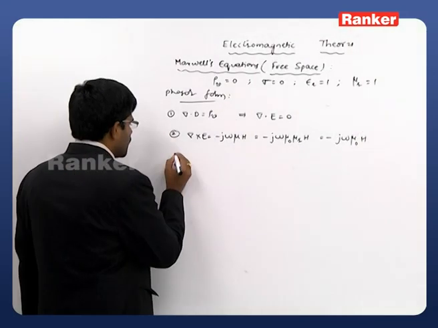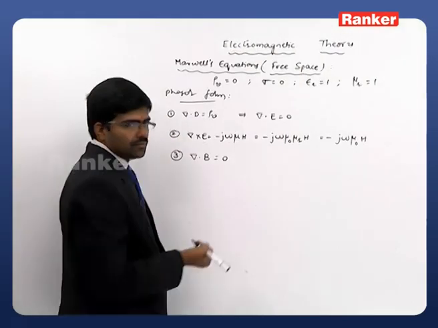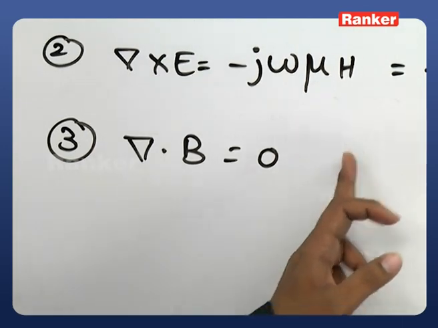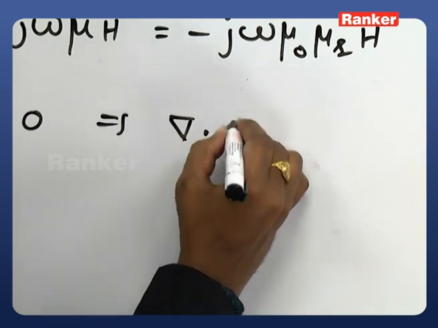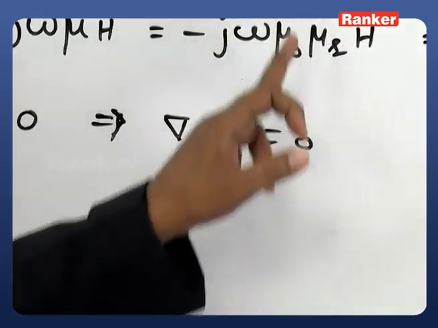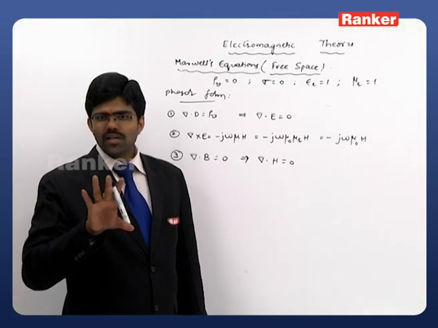And the third equation, del dot B is equals to 0. As we discussed, this del dot B is equals to 0 corresponds to del dot mu H is equals to 0, which corresponds to del dot H is equals to 0. So del dot E is equals to 0, del dot H is equals to 0. These two equations will be unaltered, whatever the form may be.